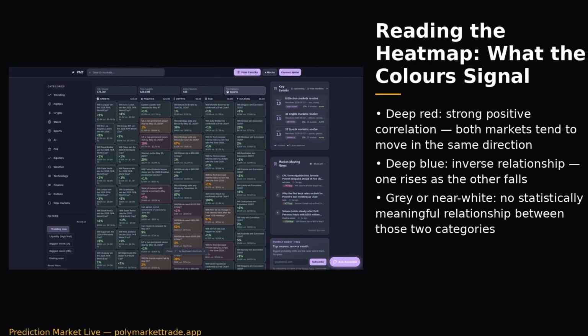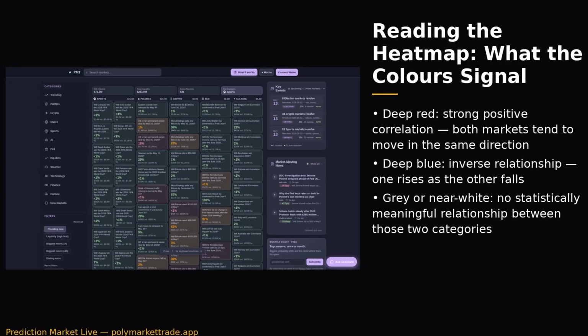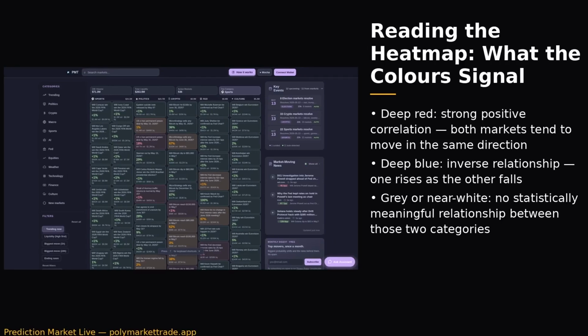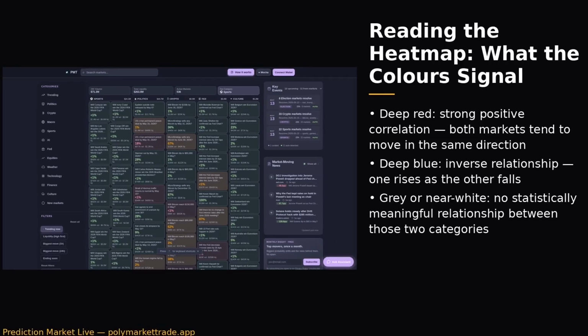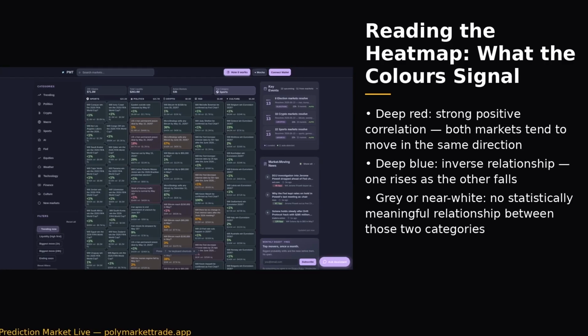Before we open the heatmap, we need a foundation. A prediction market is a contract. It resolves to $1 if a stated outcome occurs, say, the Federal Reserve cuts rates at the September FOMC meeting, and to 0 if it does not.